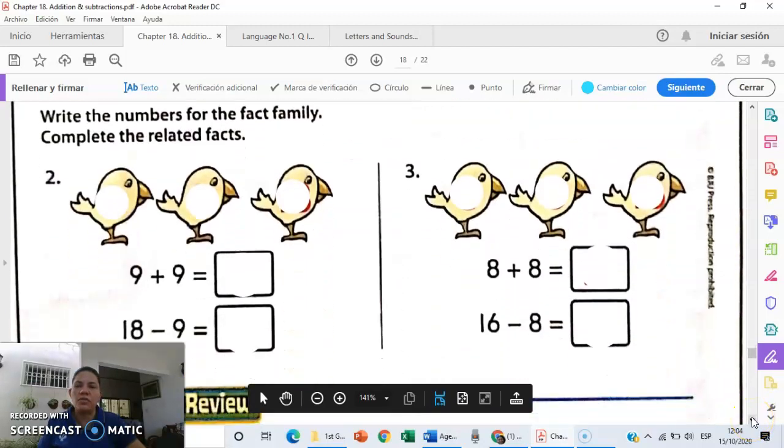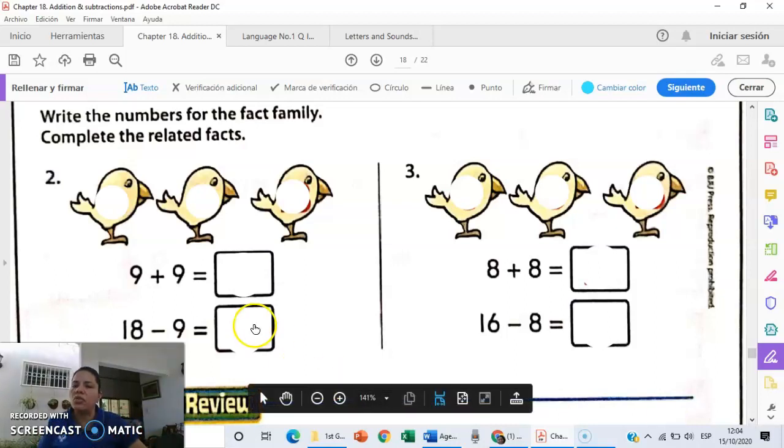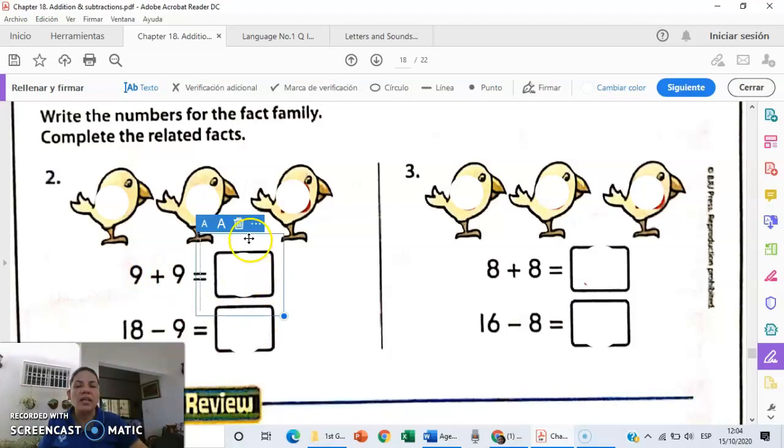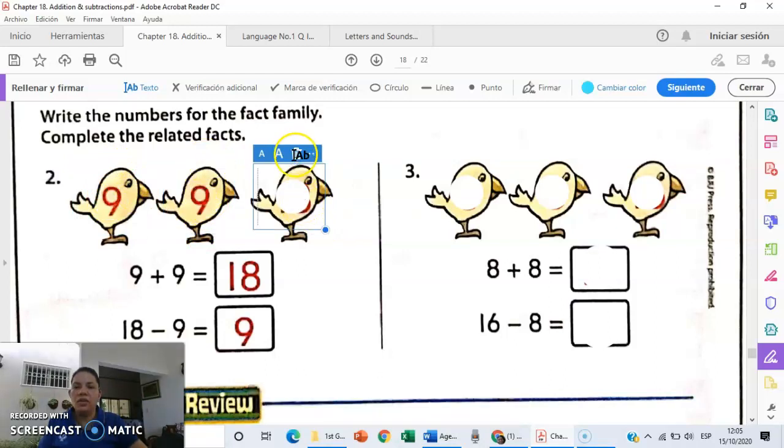Let's do this exercise. Write the numbers for the fact family. Complete the related facts. Okay, so you got 9 plus 9. You can count 10, 11, 12 until you get to 18. Okay, now you switch. 18 minus 9, 9. Good job. So what are the numbers? 9, 9, and 18. You see? Good job.